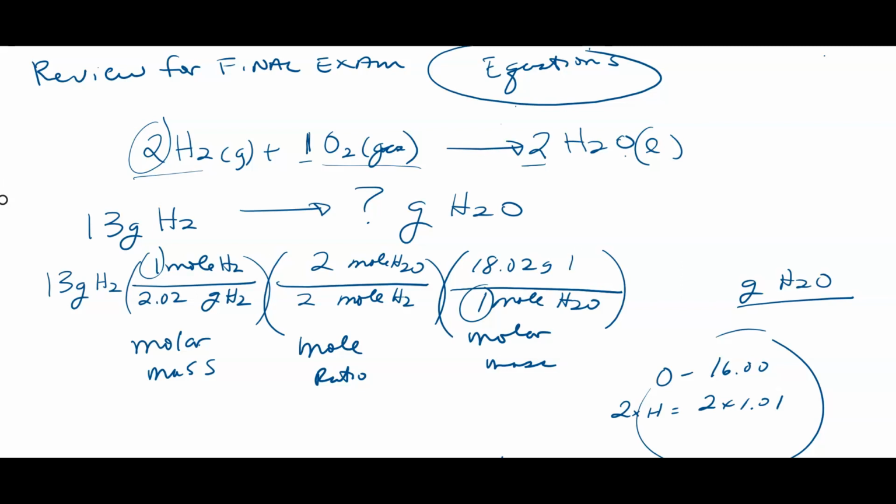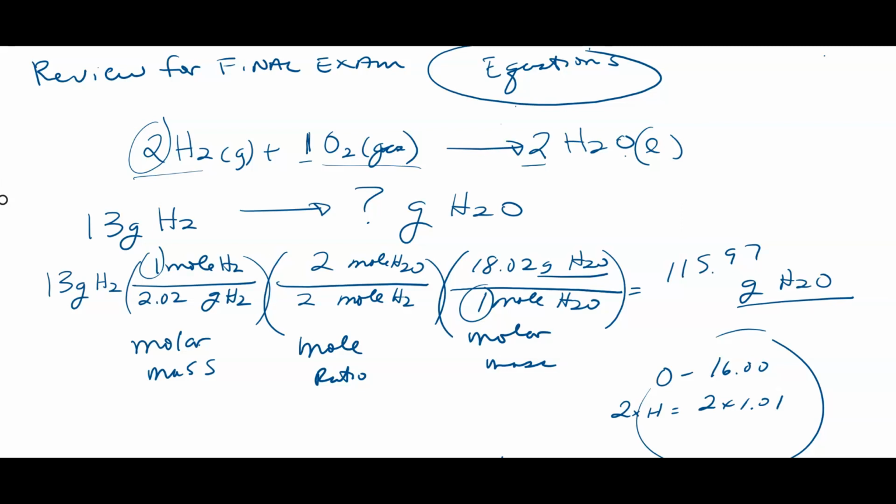All right. And now I'm where I want to be, grams of water. And then you do the math. In your calculator, I would do 13 divided by 2.02, times 2 divided by 2, which is really just 1, and then multiply by 18.02. In my calculator, I get 115.97 grams water. I'm going to double check in my calculator to make sure I did this right. Yes, so I got that in my calculator.